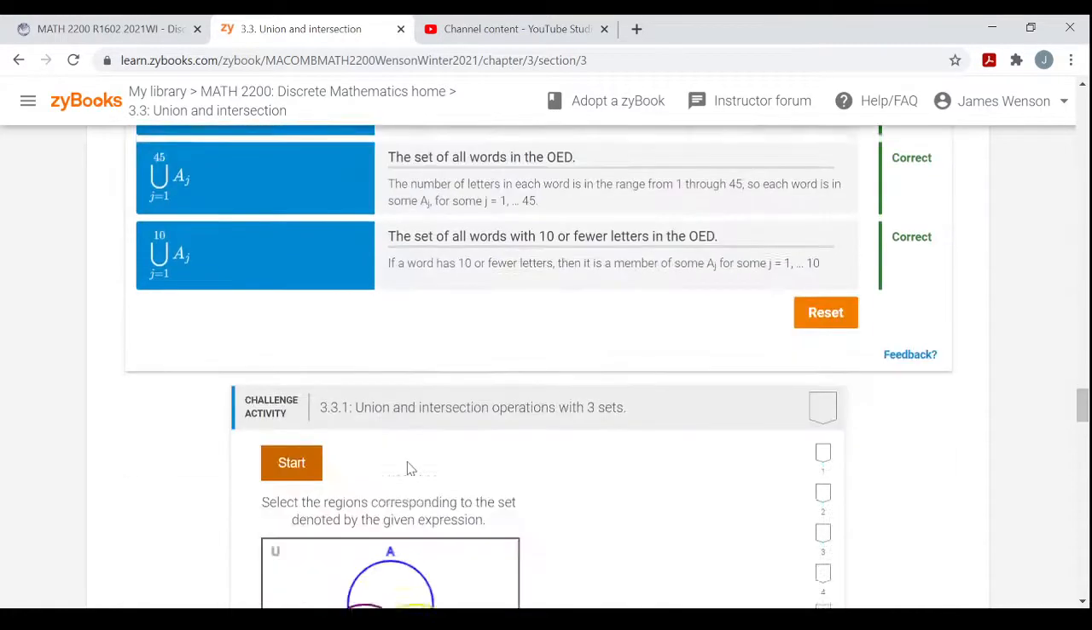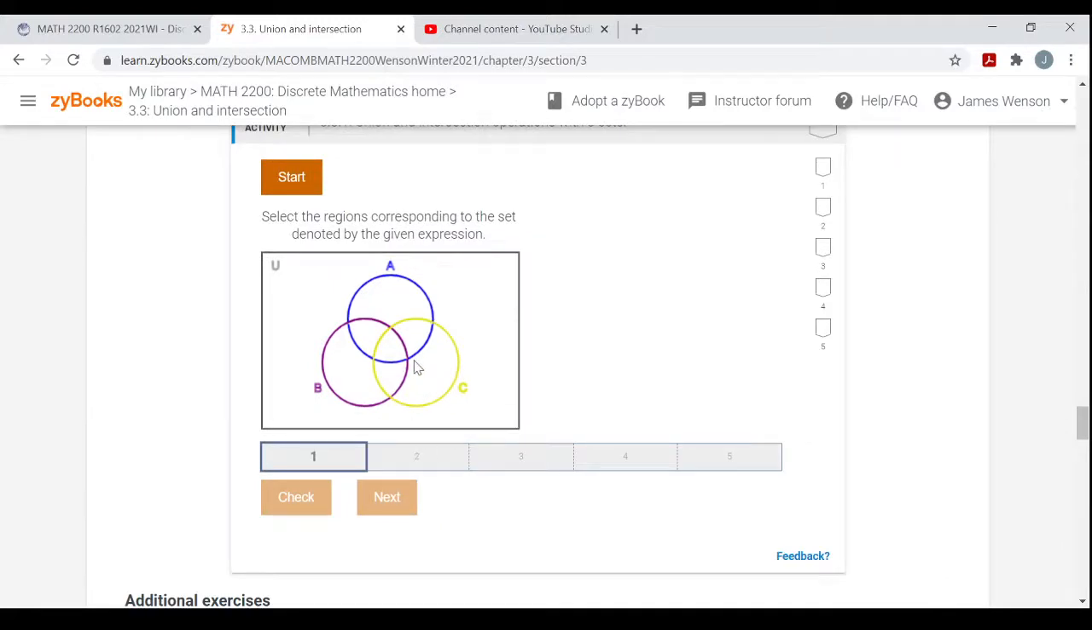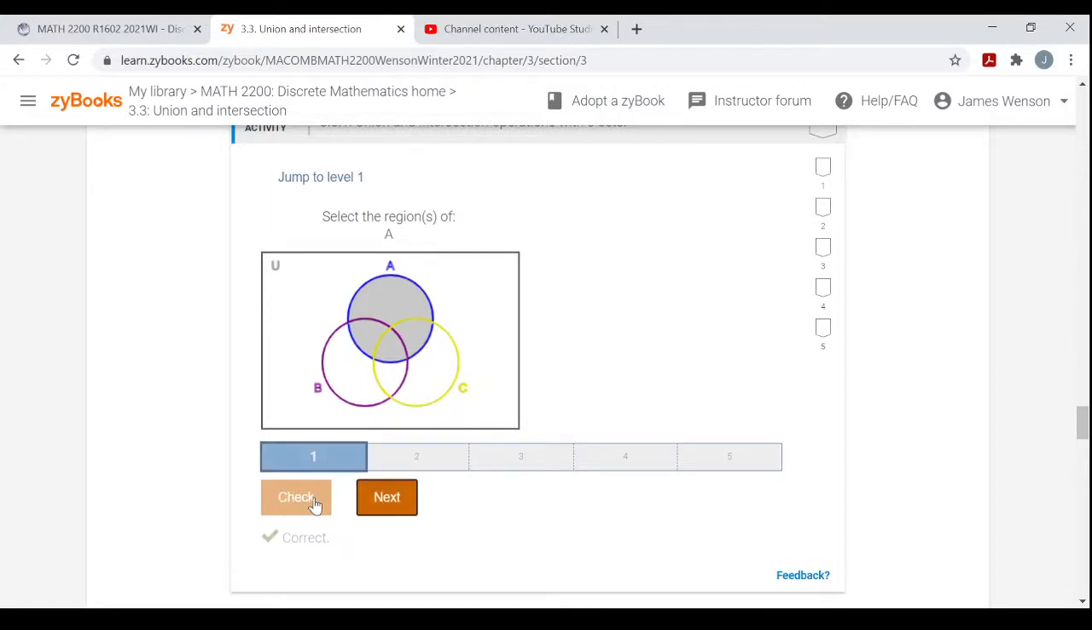All right, now for the challenge activity. I said earlier, this is going to involve highlighting certain regions based on what set has what elements in it. You saw me do some coloring in on my paper, but here, select the region for set A. So set A is this region, basically everything inside the blue circle. That is set A. I have highlighted region A. That's it.